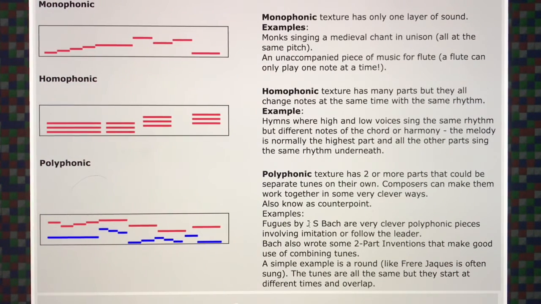You can play them on guitars or keyboards or violin. Bach also wrote some two-part inventions that make good use of combining two different tunes together. An invention is just like a piece of music that you make up. It's quite a good word for a composition, really. A simple example is a round. Like you may know Frère Jacques, and the way that's often sung is one person will start singing the tune. When they get to the second line, another person will start the tune from the beginning. And you might have 4 different people singing the tune starting at different times.